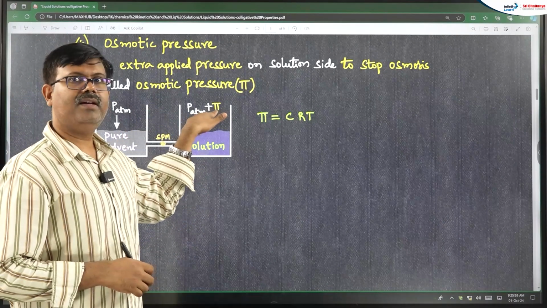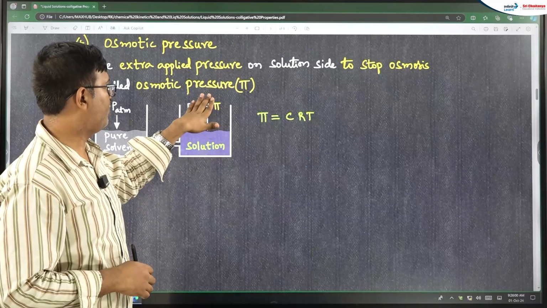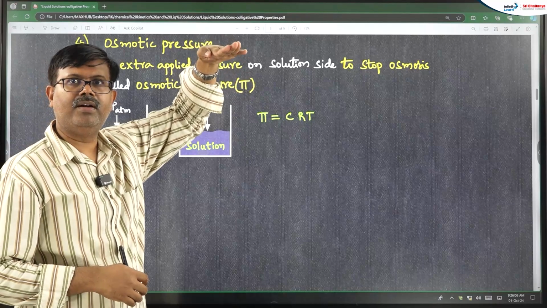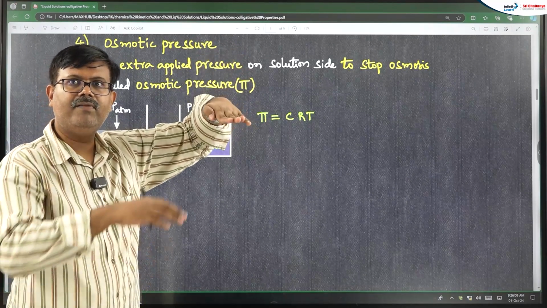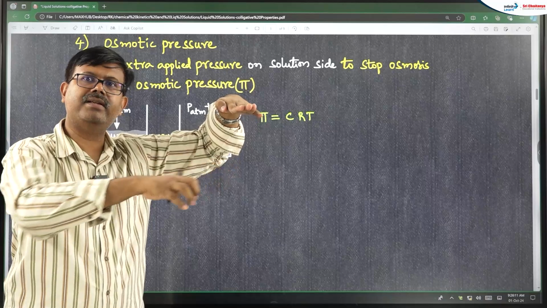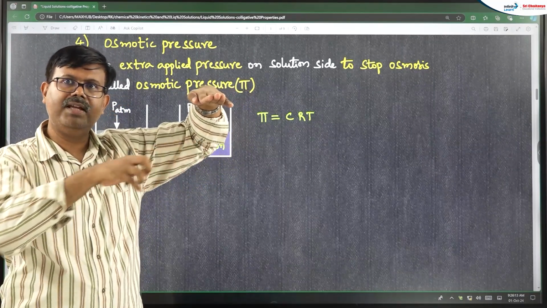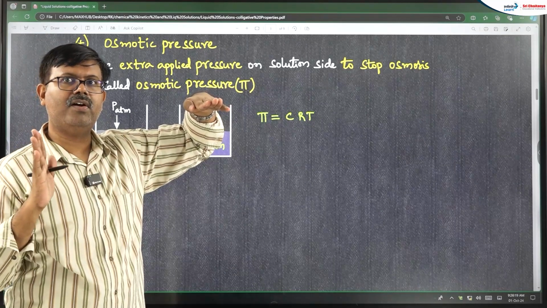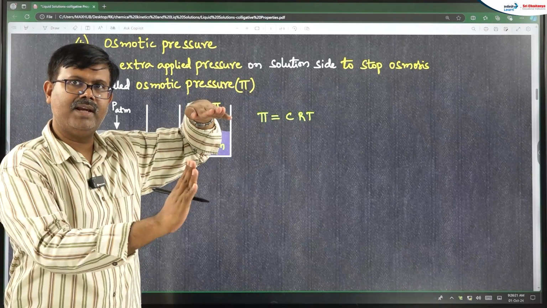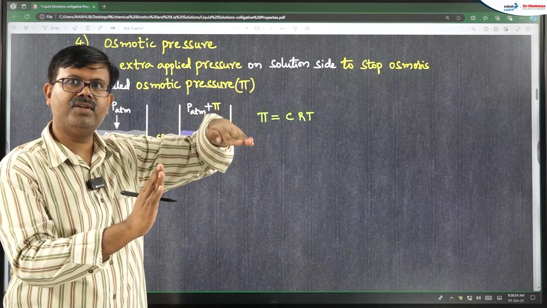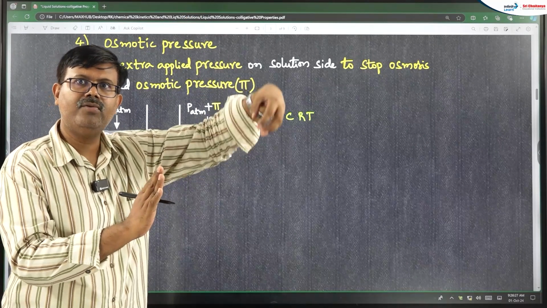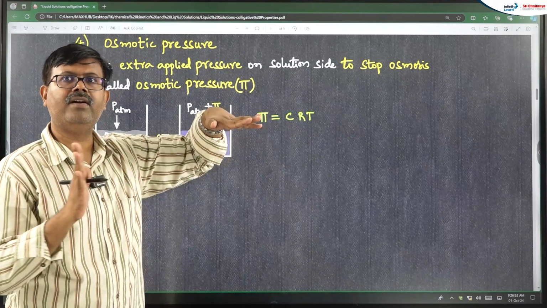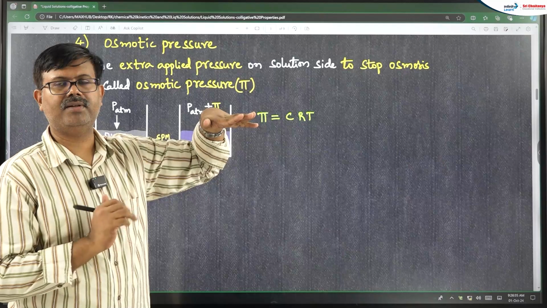And if you apply some pressure on the solution side, then you are pressing. Then what will happen? Flow from the solution side to the solvent side will increase. Because of this, the osmosis will be reduced. Osmosis means flow of solvent from the pure solvent to the solution side. When you apply pressure on the solution side, you are pushing the solvent to go to the other side. So definitely the rate of flow of solvent, the rate of osmosis, will be reduced.